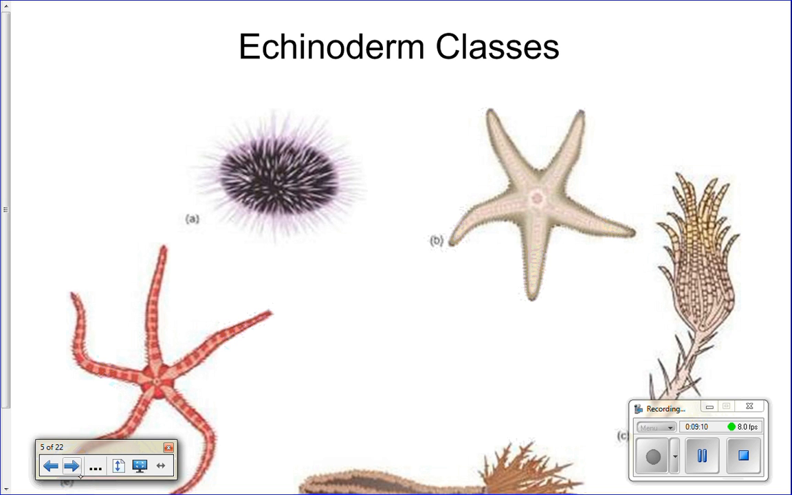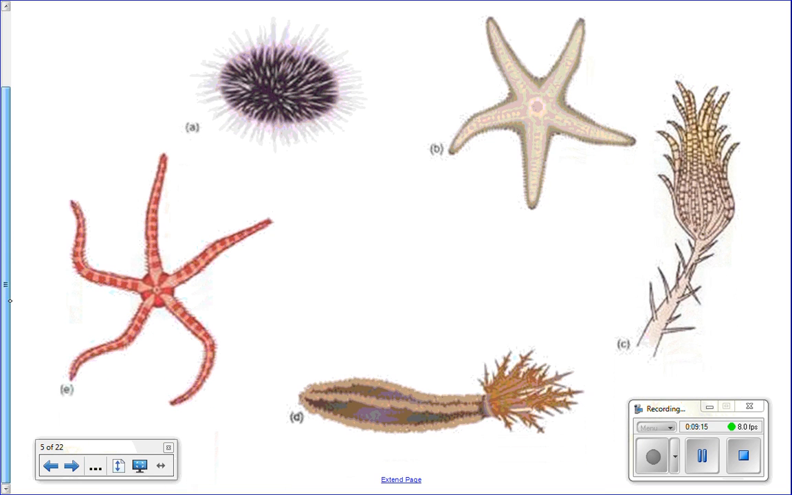So, okay, this picture represents the echinoderm classes. So you've got 5 classes. You've got Ophiuroidea, which includes things like your brittle stars, Echinoidea, which are your sea urchins, Asteroidea, which are sea stars, Crinoidea, which are sea lilies and feather stars, and then Holothuroidea, which are sea cucumbers. Okay, and so next time I see you, we'll talk about those.